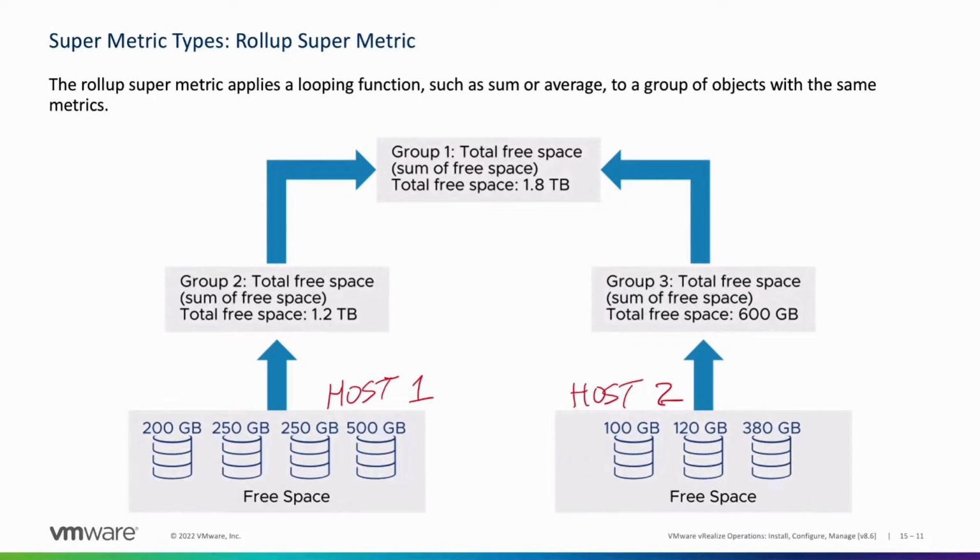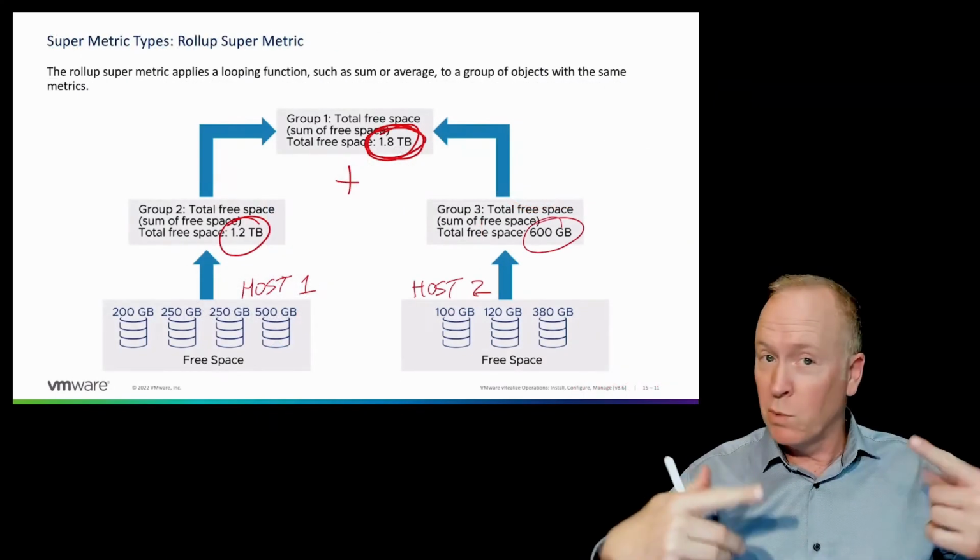And we could leave it at that. We could just say, I want to know how much free disk space there is on each of these individual hosts. But with a roll-up super metric, what we can do is take the values that we're getting for the individual hosts and add them together to come up with a grand total of how much free space there is in our entire cluster. Or if we want to, we can roll up higher than that.